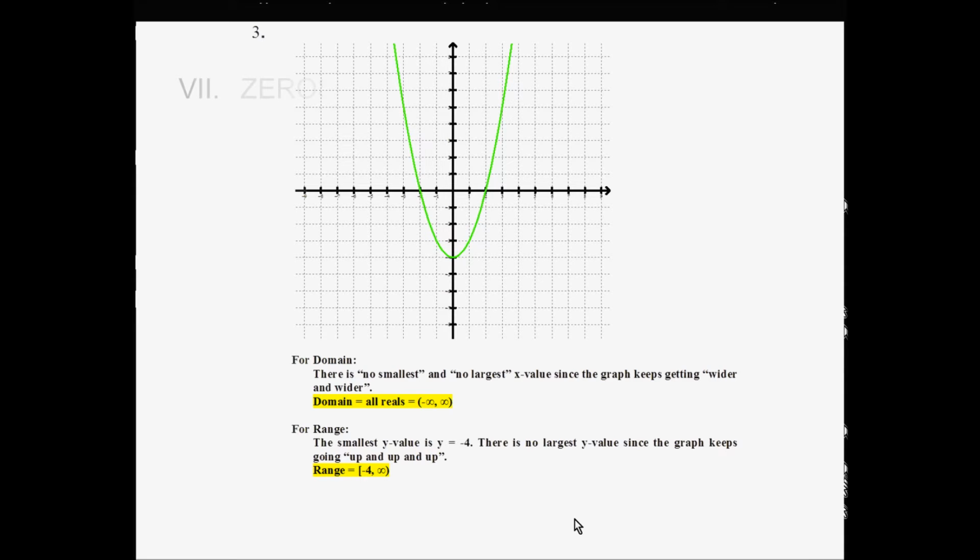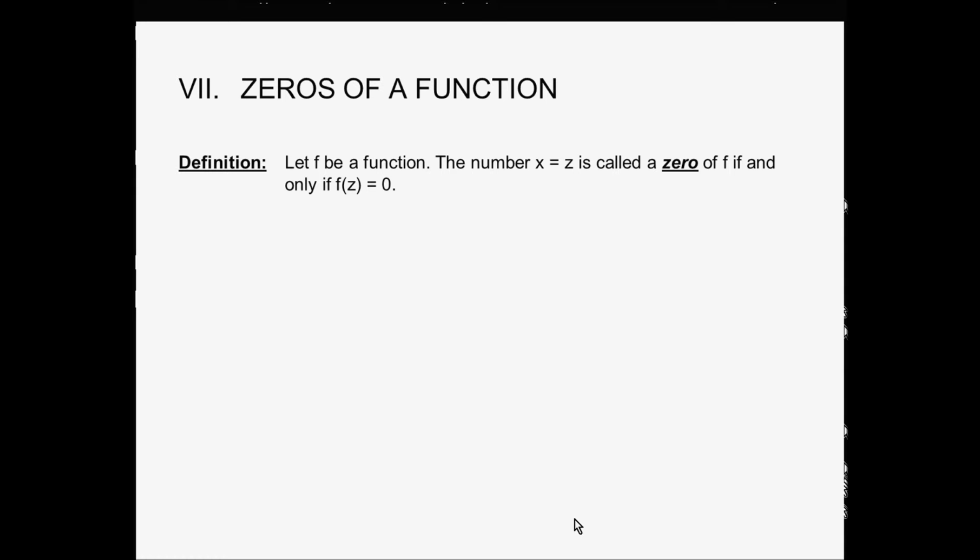Let's move on to another topic. Zeros of a function. Definition. Let f be a function. The number x equals z is called a zero of f if and only if f of z equals 0. Notice, a zero is a number. It's not an ordered pair. It's a number.